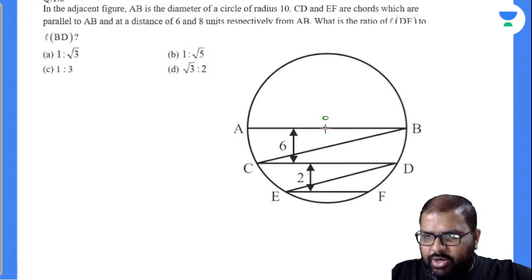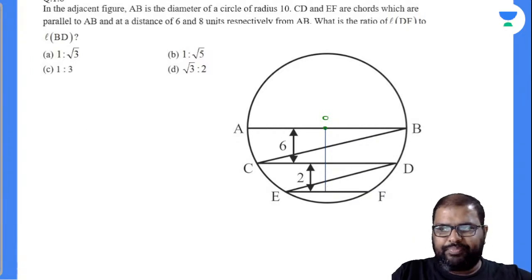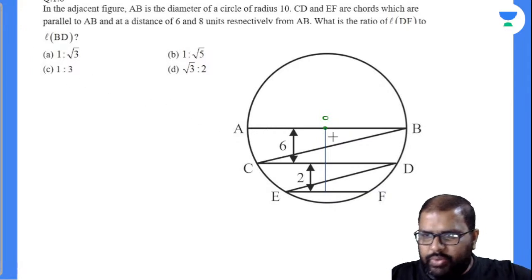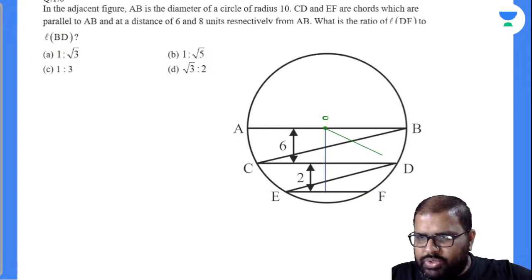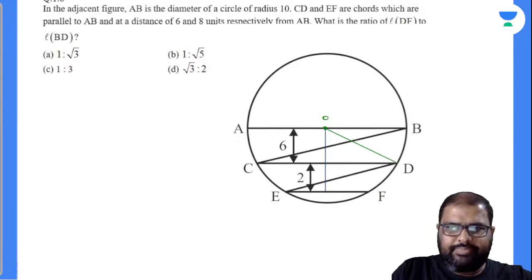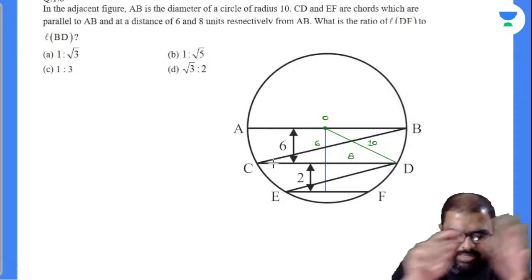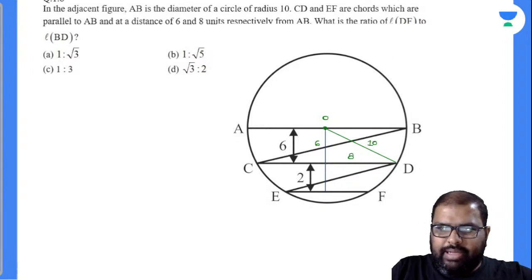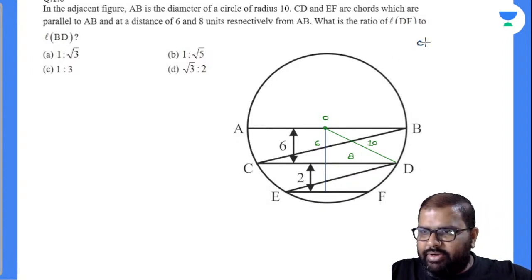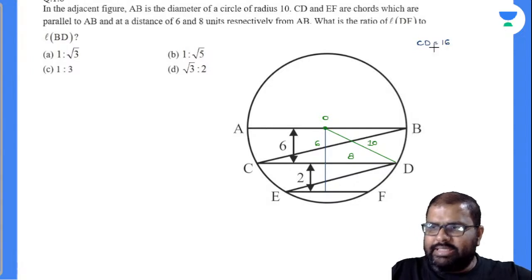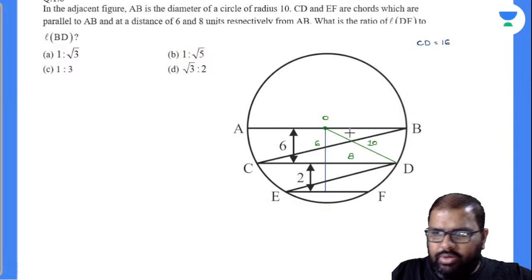So first of all, when I drop a perpendicular from the center of the circle onto the chords, it will divide the chords into two equal halves. Everybody knows this basic property. Am I right or wrong? Yes. So now closely observe there, OD is also radius. OD value is equal to how much? 10. Up to here, this value is 6. Now how much is this value? Pythagorean triplet, 8. The same thing will be replicated on the left hand side also. So my CD value is equal to how much? 8 plus 8, is it 16? Yes, it is 16.